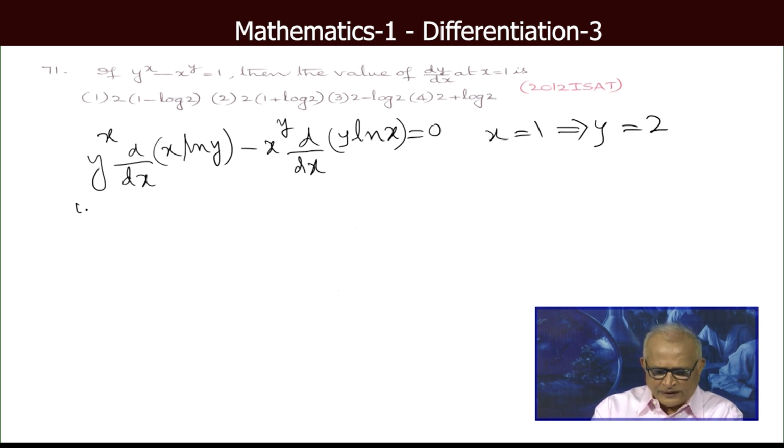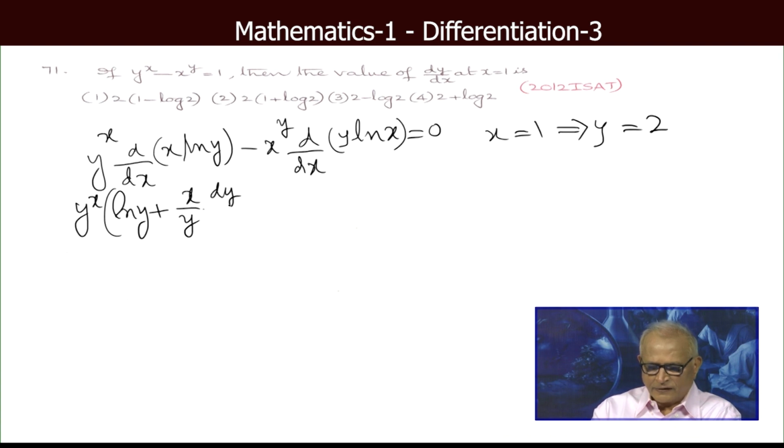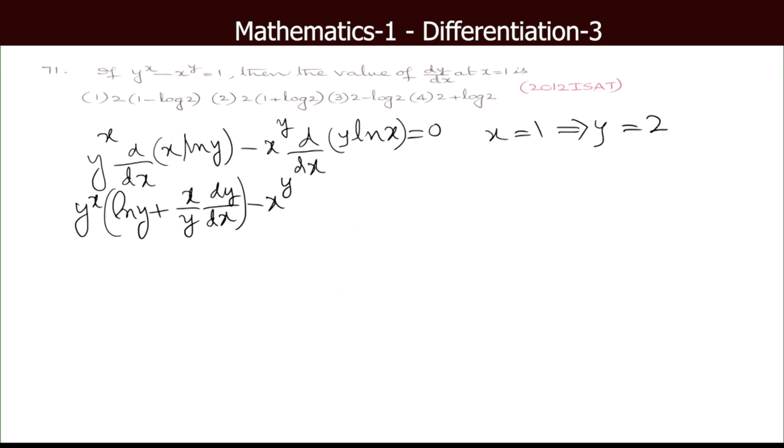This is y power x into (x by y dy/dx plus ln y), minus x power y into (y by x plus dy/dx ln x), is equal to 0. Logarithmic differentiation question. Follow?